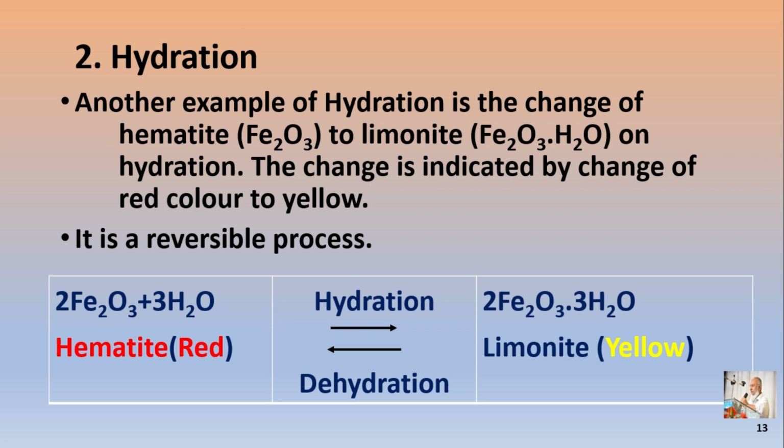Hydration can be seen. In this case, you can see hematite Fe2O3 changes to limonite, hydrated, on hydration. The change is indicated by change of red color to yellow color. This red one is the hematite, yellow one in this case is the limonite. So this is again a reversible action. Hydration, dehydration, both are possible. If you hydrate, it becomes limonite. If you dehydrate, it becomes hematite.